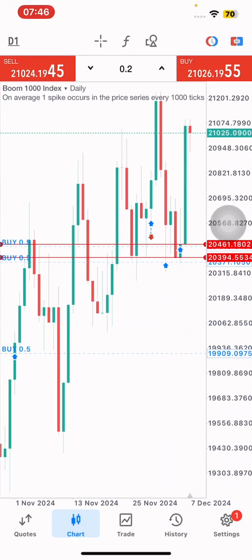The way I personally trade boom and crash, I use what I call the daily highs and daily lows trading system. What do I mean by that? I use the daily candle to identify where the market will make its next move, and I follow the market in order to execute and take that trade. So that is what I mean by that.